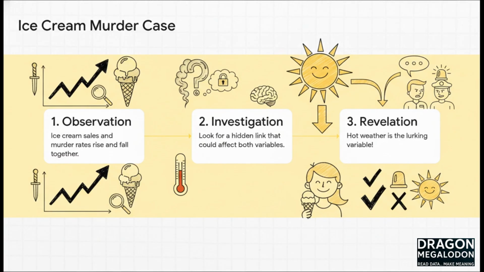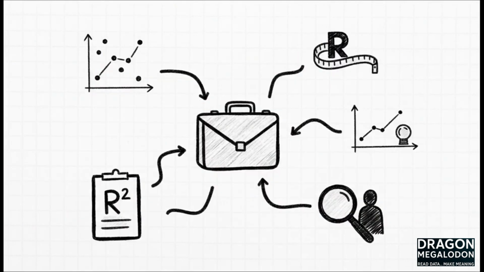Of course, when it's hot, more people buy ice cream. And when it's hot, more people are outside, they're irritable, and that unfortunately leads to more crime. The ice cream isn't the killer, it's just another victim of the heat. Case closed. And there you have it, your very own Data Detective's Toolkit.